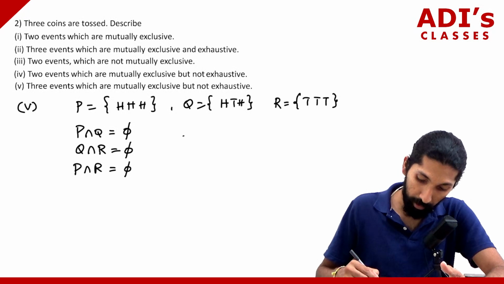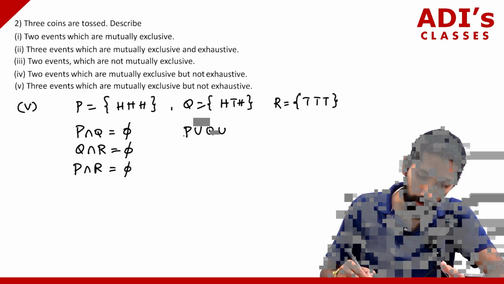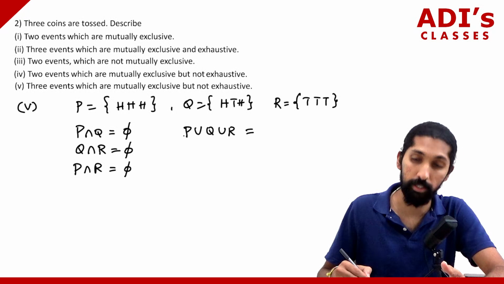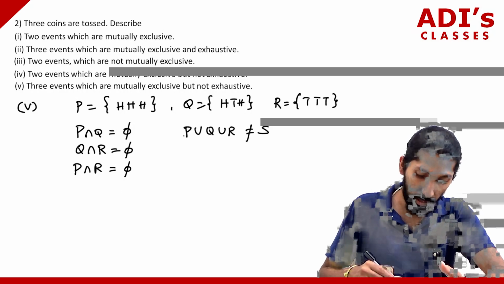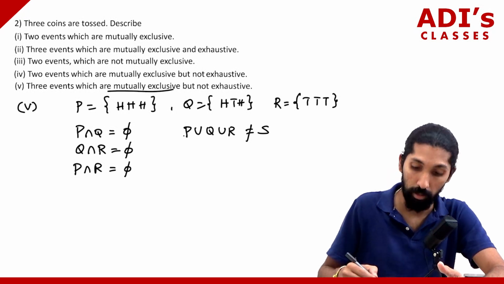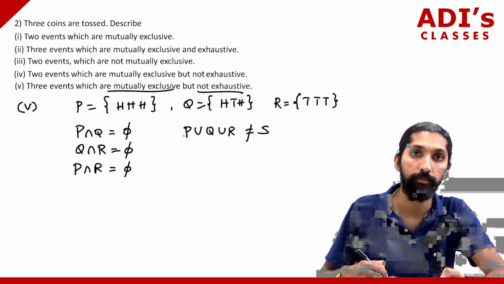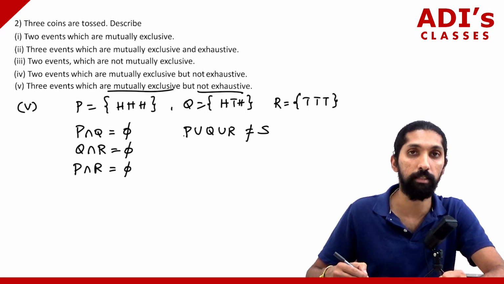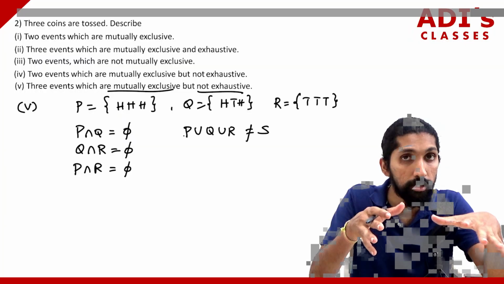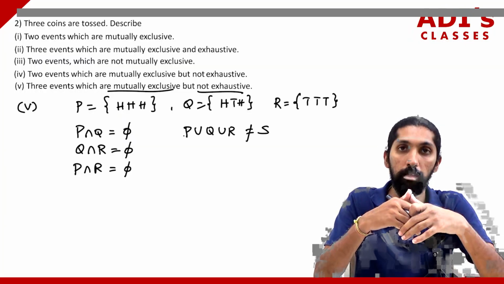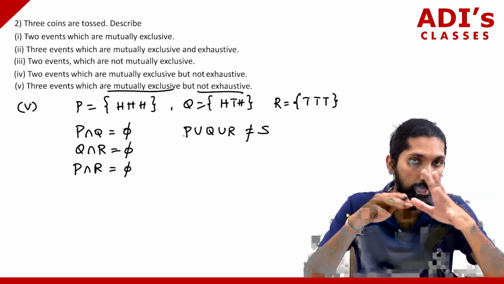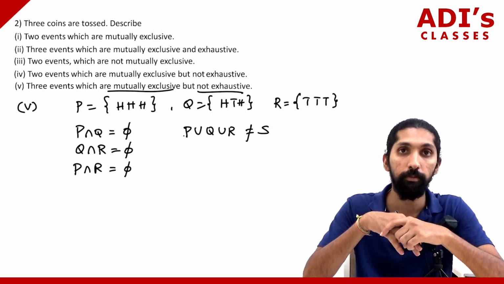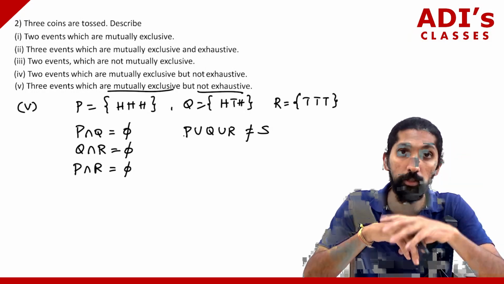But P union Q union R, is it equal to S? No, this is not equal to S. So three events which are mutually exclusive but not exhaustive. So you can take these three as an example. Again, your answer might be different from my answer. It's not about the answer, it's actually about what type of set you're choosing. That's all. Fair enough? So now let's do the third question.